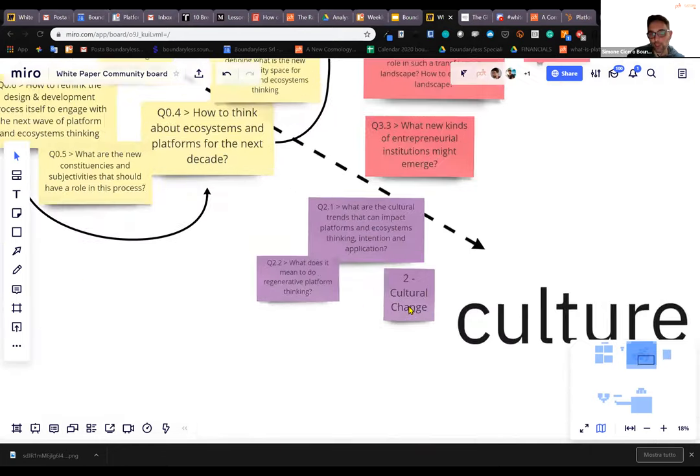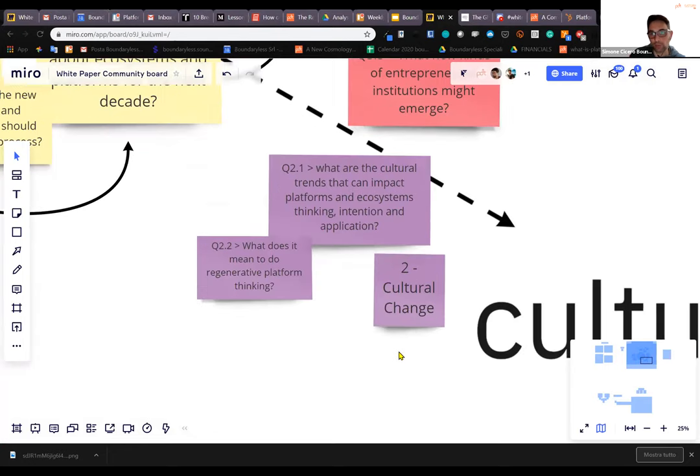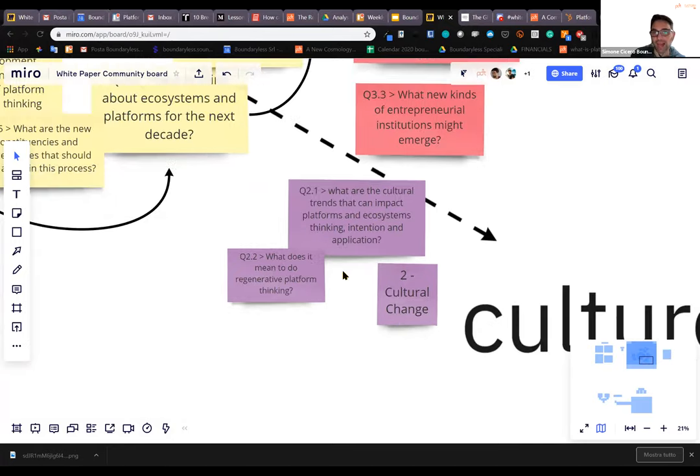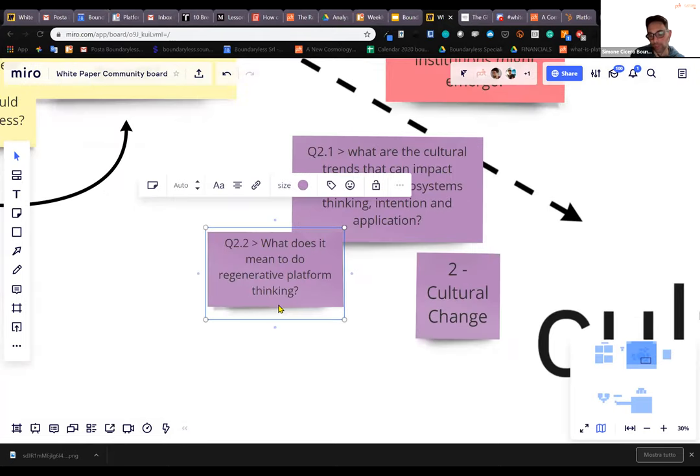Then area number two is the area of cultural change. Here we are asking what are the cultural shifts that we are perceiving, and how are these cultural shifts going to impact platforms and ecosystems thinking, in terms of, for example, the intention that platform owners are going to have, and how new cultural trends such as regenerative thinking are going to impact platform thinking. In this area, what we want to factor in is how cultural evolution is happening at the moment, at an even faster pace, we believe, because of the big changes that we are all part of.